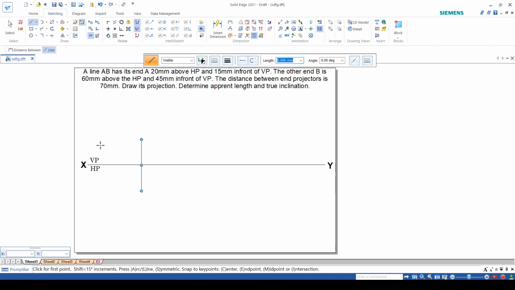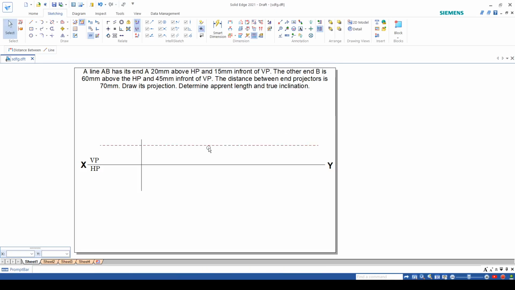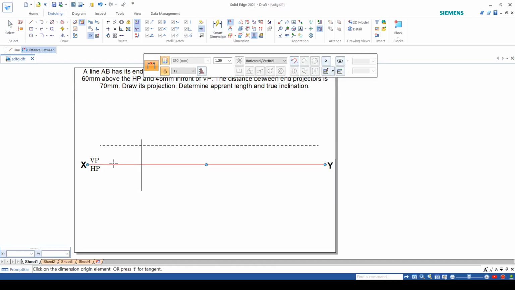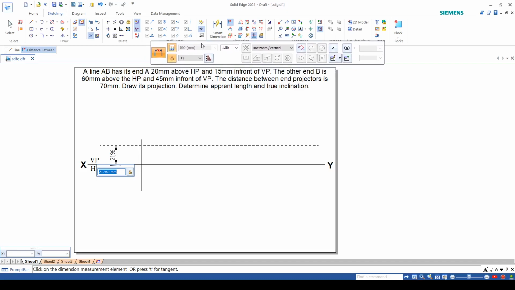But on the PC, we can just create a line first and then give it a length. This is the HP one. It is given above HP, so its length is 20 mm, so we give it 20 mm. Now its distance is 20 mm.